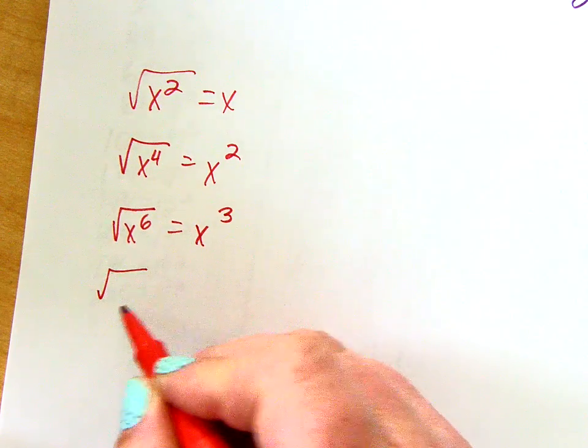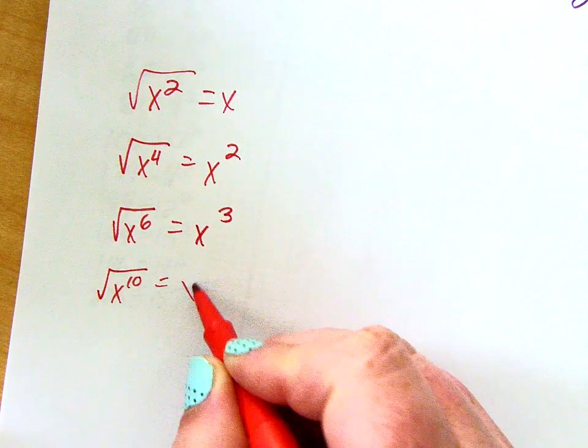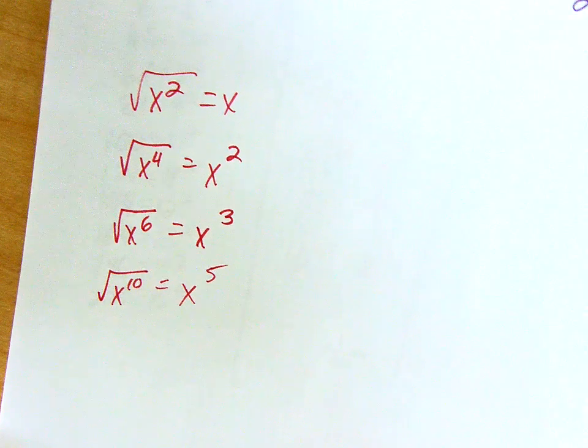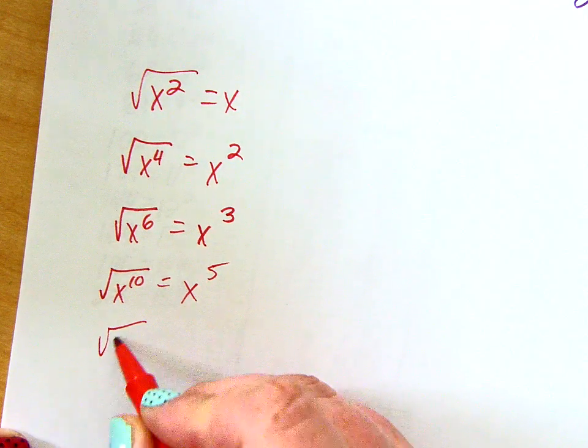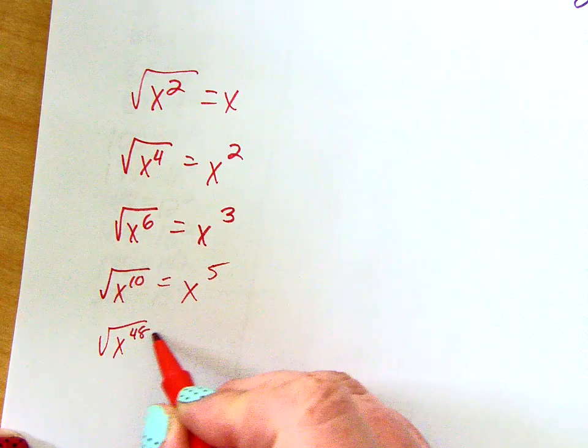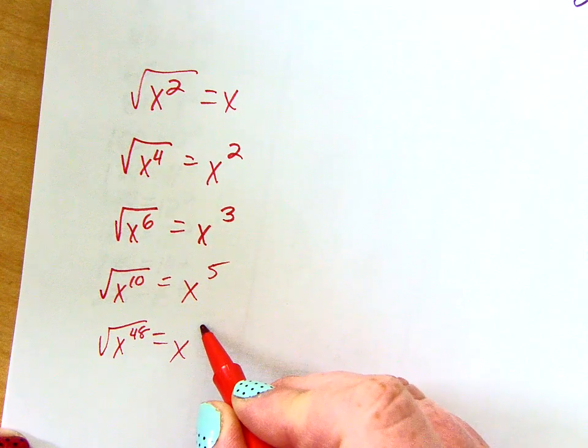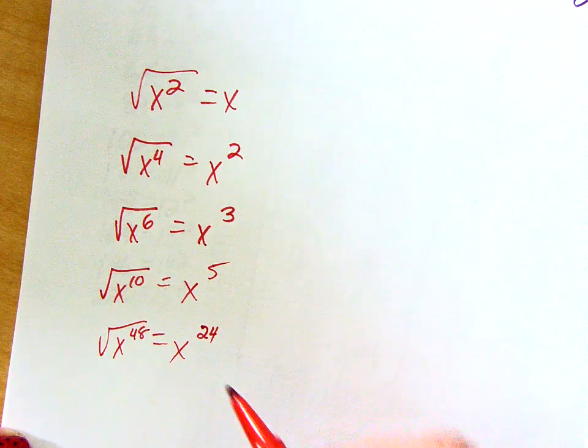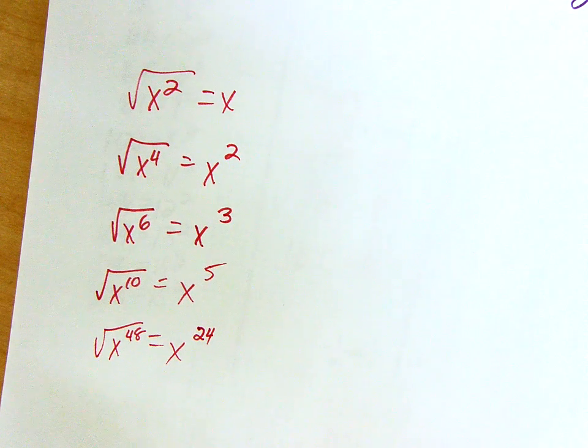So the square root of x to the 10th, for example, would be x to the 5th. So basically, I can take the square root of any exponent that's even very easily, right? The square root of x to the 48th would just be x to the 24th. So what happens when I try to take the square root of an exponent that's odd?